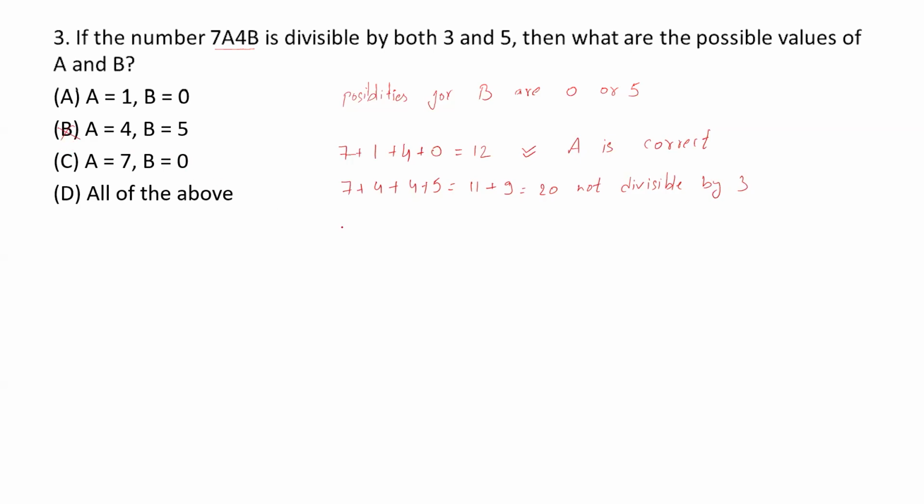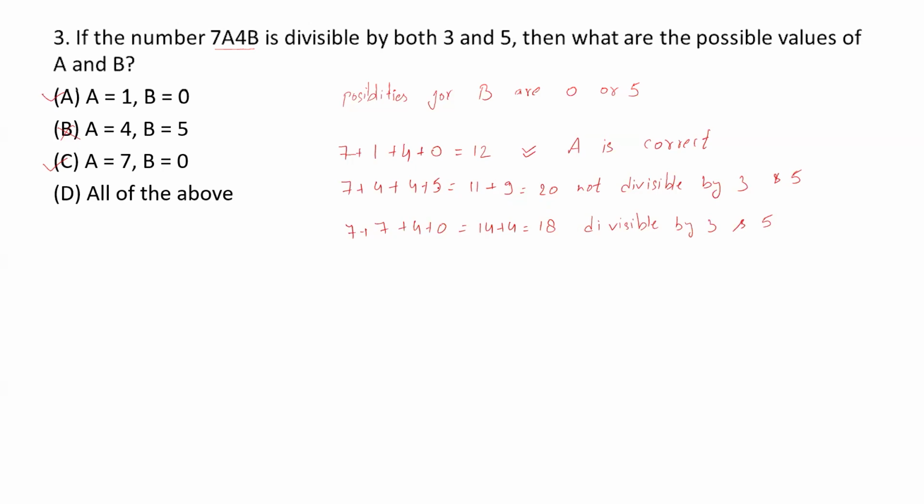So what about 7 plus 7 plus 4 plus 0? 7 plus 7 is 14, plus 4 is 18. Okay. It is divisible by 3 and 5 both. So here you have two correct options. Okay. Let's look at this one also. This is not correct. Is that fine?